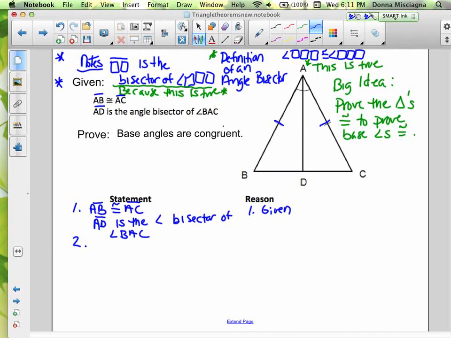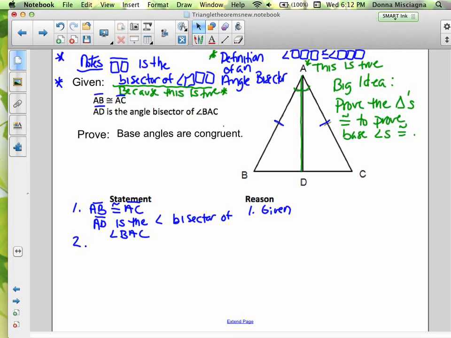Anytime you have the statement that some segment is the bisector of an angle, your next statement should be angle BAC is congruent to angle BAC. And in this case, AD here is our bisector. I'm going to just outline AD so you can see that. There's AD. If it's an angle bisector of angle BAC, it means it divides angle BAC into two congruent angles, and it means that these two angles are congruent to one another.